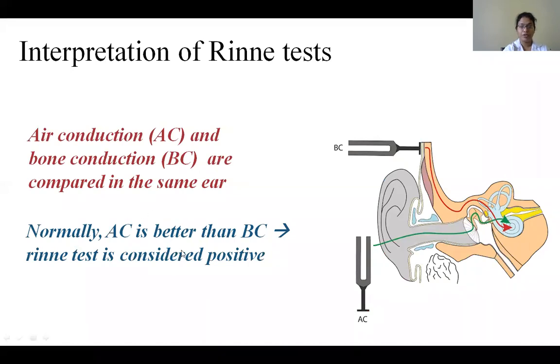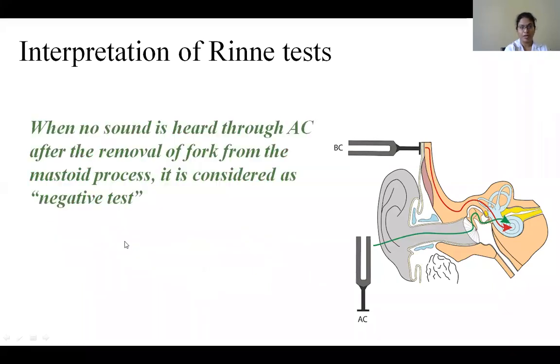So remember, here positive means normal. Okay, so don't get confused over here. Rennie's positive is normal, which means that air conduction is better than bone conduction. Again I am repeating, when no sound is heard through air conduction after removal of the fork from the mastoid process, it is considered a negative test.